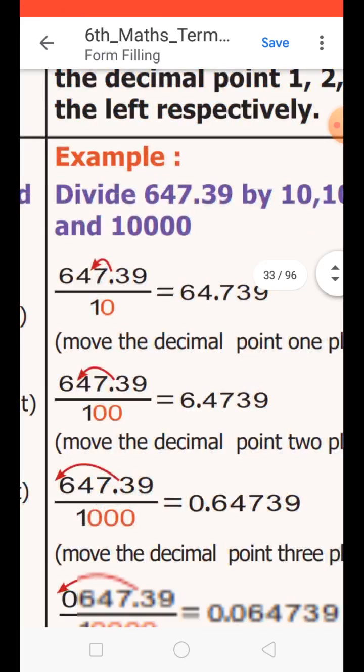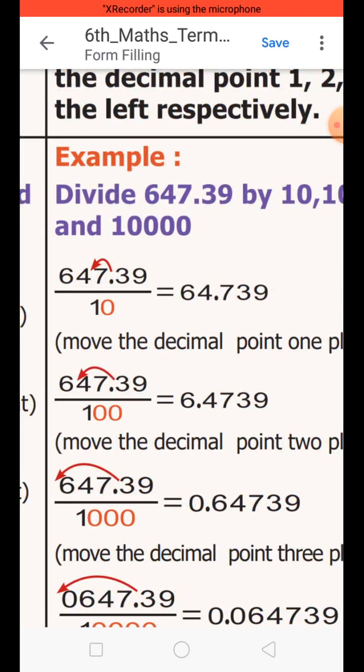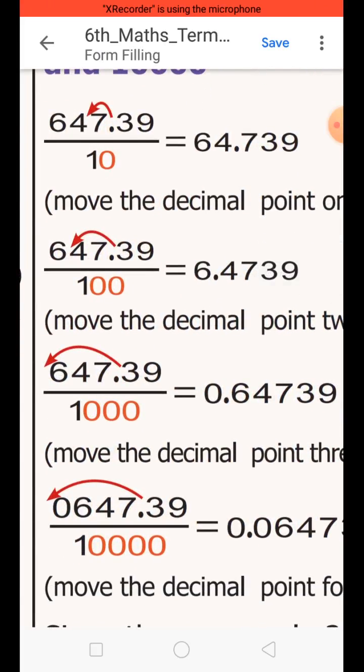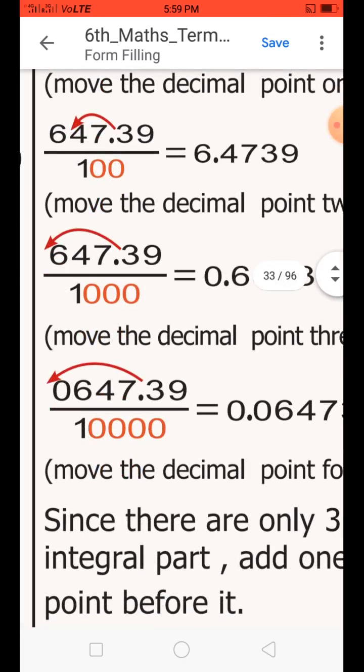So look at that, 647.39 divided by 10. Since it is 10, the decimal point moves to the left hand side because this is divide. So the answer: the point comes to the left hand side, in front of 7, so 64.739, that's it. And then 100, here 2 zeros, so the point moves to the left hand side after 2 digits, so 6.4739.